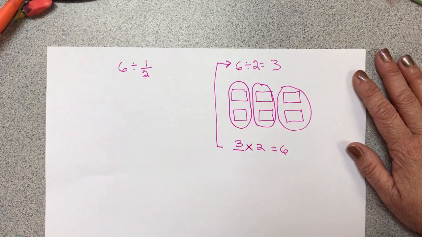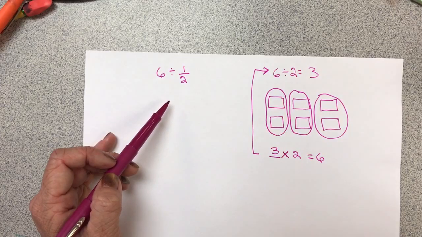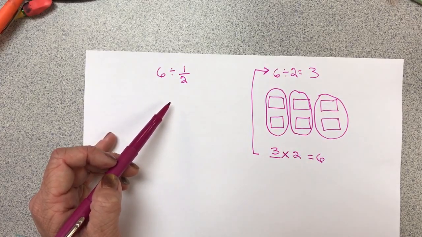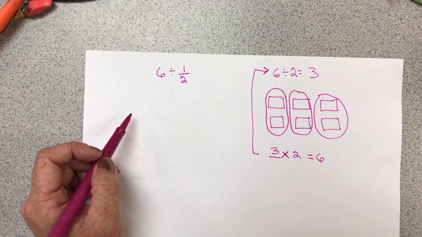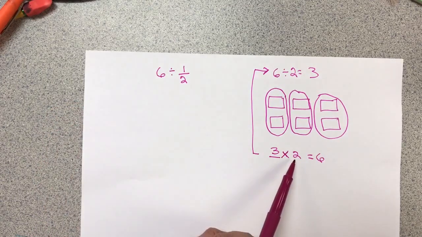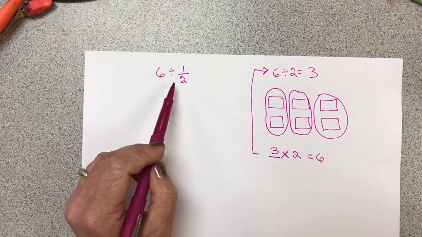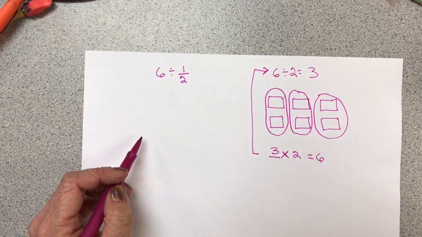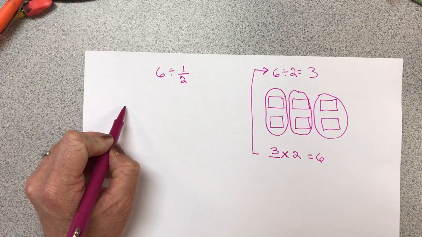So let's look back at the 6 divided by 1/2 again. If we want to solve 6 divided by 1/2, we can think about it as how many halves are in 6. Just like how many 2's are in 6? 3. So how many halves are in 6? So we could write it as a missing factor problem also.